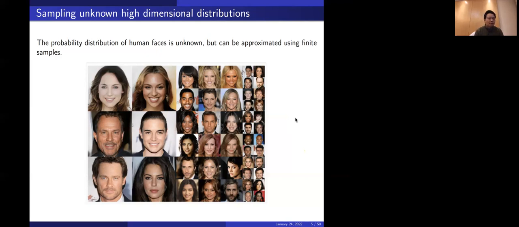So from that finite sample set, we can actually construct a very accurate approximation to the underlying probability distribution. And we can actually use that approximate probability distribution to sample new points. And these new points are what you see. And these are pictures of fake human faces. So that's a third example.